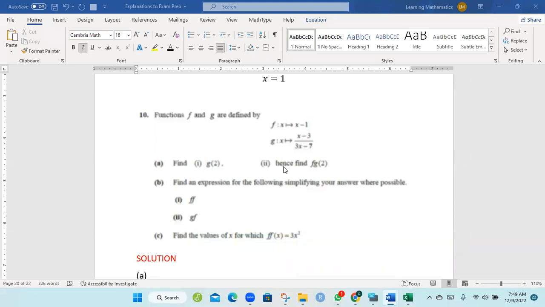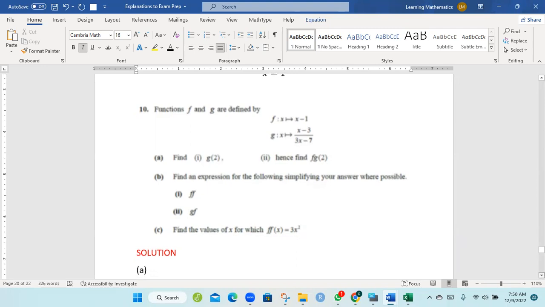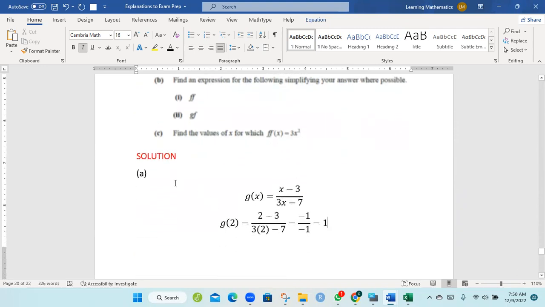So now part 2 says, hence find f of g of 2. Now to find f of g of 2, we have to start from the right and find g of 2 first, and then find f of g of 2. We have found g of 2 already, so that's why the question says hence. So we can use g of 2 to find f of g of 2. Now f is equal to x minus 1, so let's prepare f.